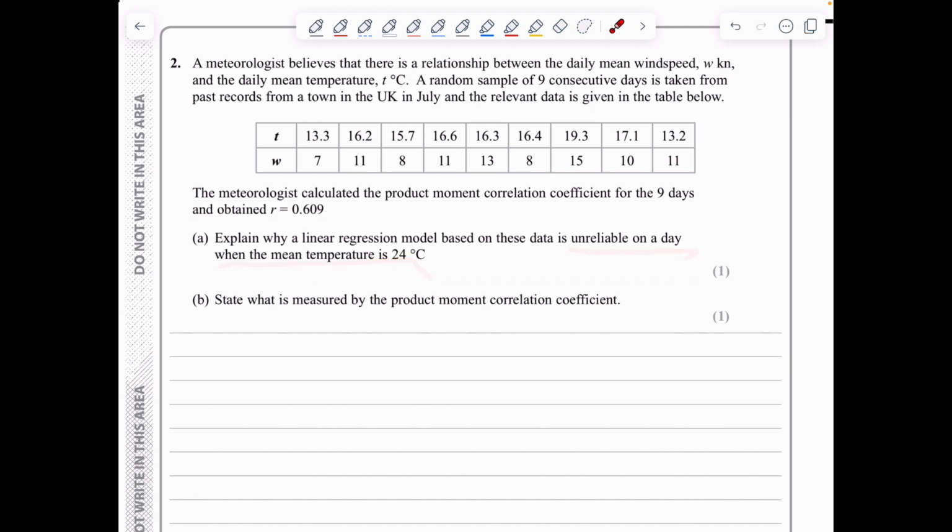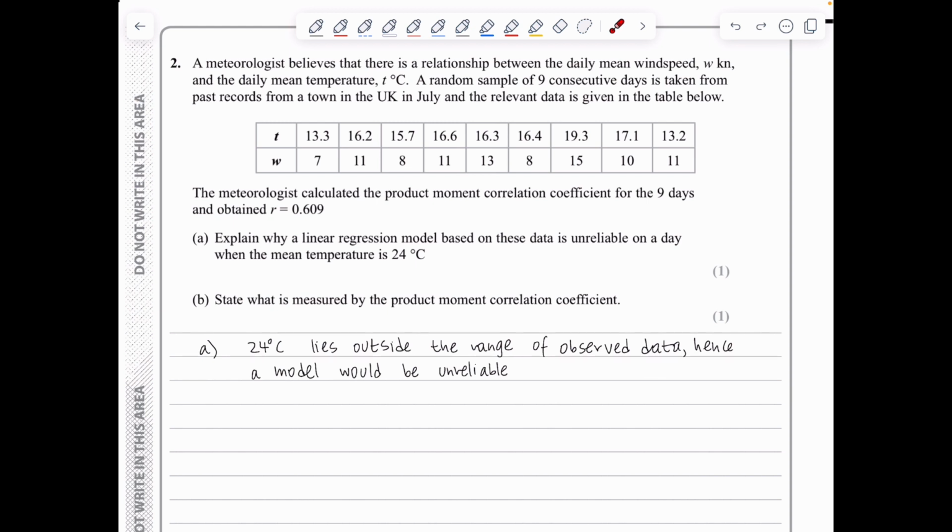We're looking at the data. 24 degrees Celsius is outside the range of observed data. As you can see, we have seen a lowest temperature of 13.2 and a highest temperature of 19.3. So obtaining an estimate for 24 degrees Celsius would be unreliable. So what we need to say is that 24 degrees Celsius lies outside the range of observed data, and hence the model would be unreliable.